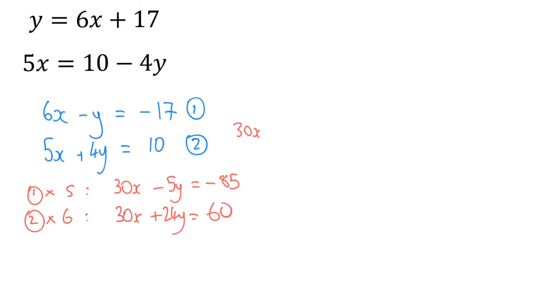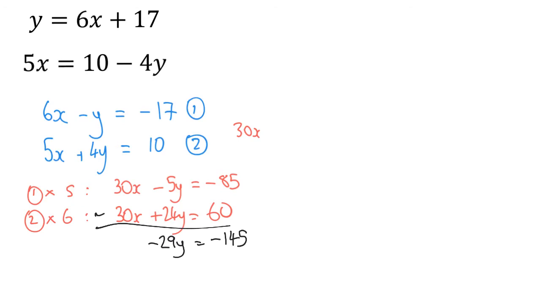Now if we were to add the two equations, we'd have 30x plus 30x, which is 60x, so that's not going to get rid of it. So what we need to do then is subtract them. So 30x take away 30x is nothing. Minus 5y take away 24y is minus 29y. And then minus 85 take away 60 is minus 145.